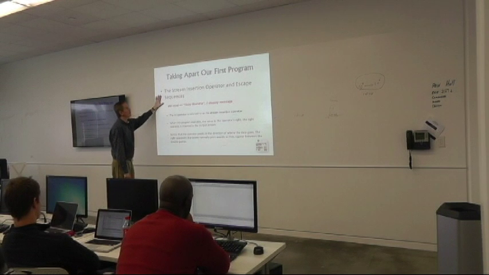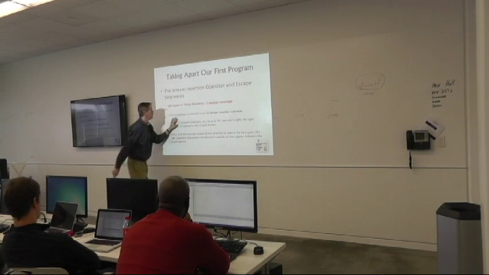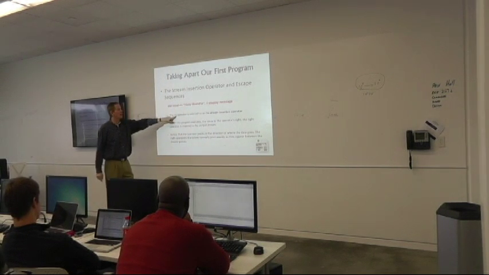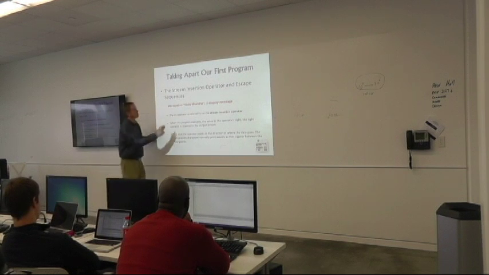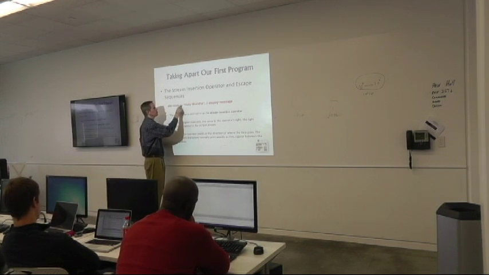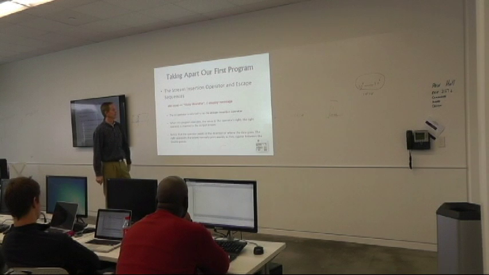The stream insertion operator and escape sequences: std::cout << "Hello world\n". The << operator is referred to as the stream insertion operator. So we're taking this collection of characters and inserting it into the cout stream. When this program executes, the value to the operator's right, hello world, is inserted into the output stream, which is cout.